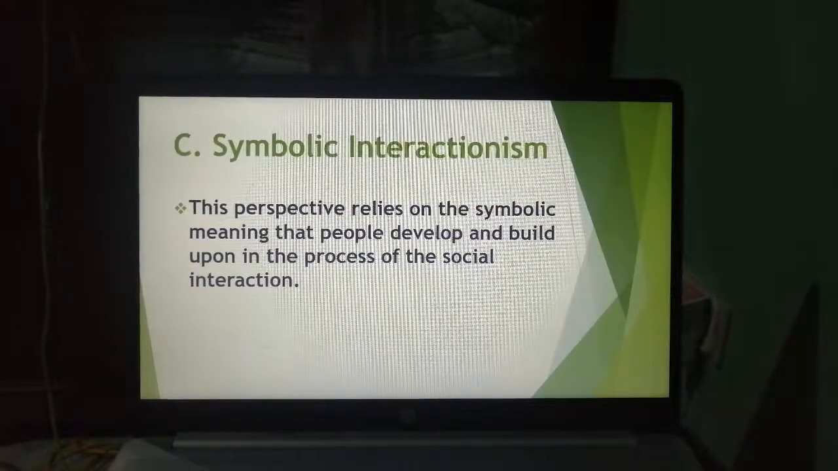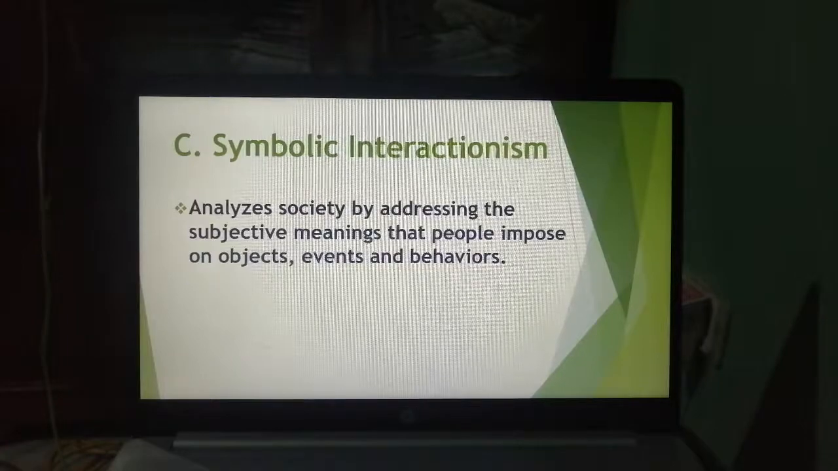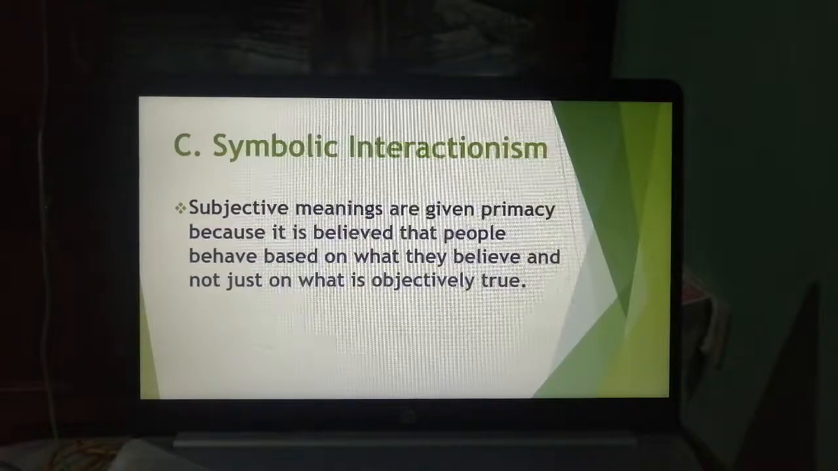So, the third theory is symbolic interactionism. This perspective relies on the symbolic meaning that people develop and build upon in the process of social interaction. It analyzes society by addressing the subjective meaning that people impose on objects, events, and behaviors. Subjective meaning is given primacy because it is believed that people behave based on what they believe and not just on what is objectively true.